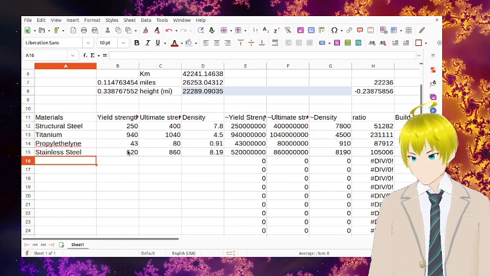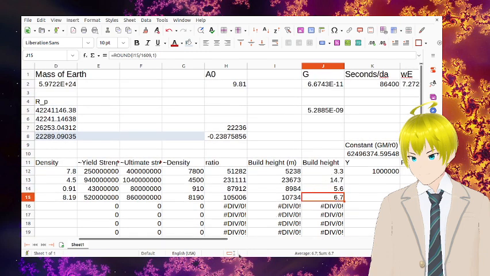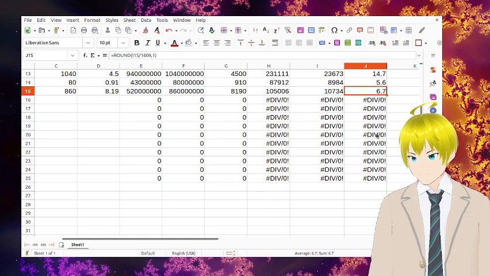8.19. How high is it? Oh, 6.7 miles. So we're pretty far off the 22,000 that we need. Just saying, just a little bit far off, just a little bit.